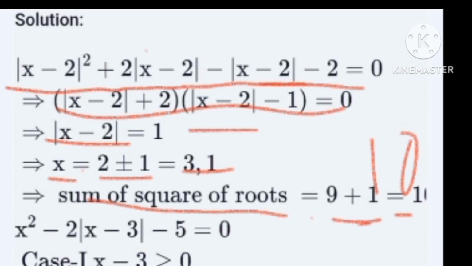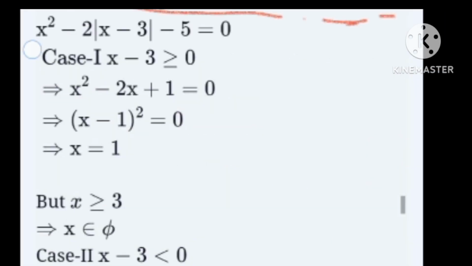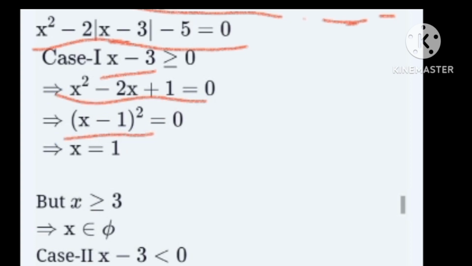So 10 is there. Now the second equation, x square minus 2 modulus of x minus 3 minus 5 equals 0. Case 1, x minus 3 greater than or equal to 0, so mod of x minus 3 is positive, so x square minus 2x plus 1 is equal to 0. So x minus 1 whole square equals 0, x is equal to 1.